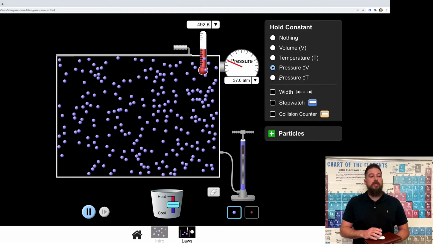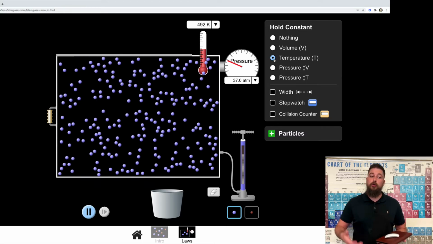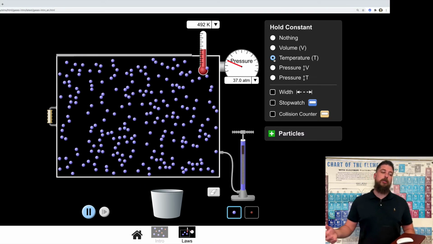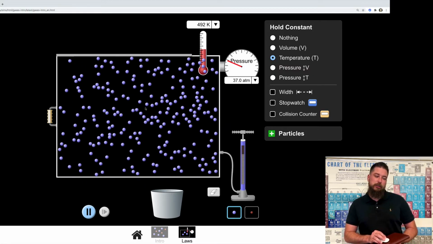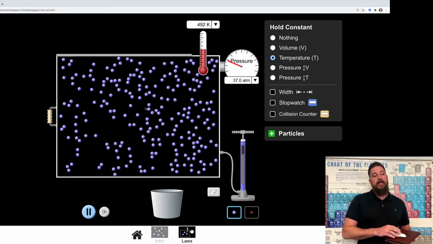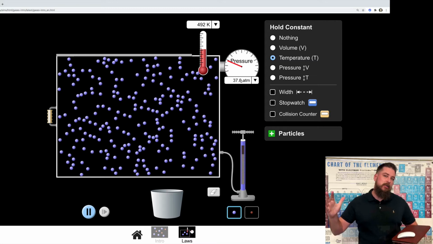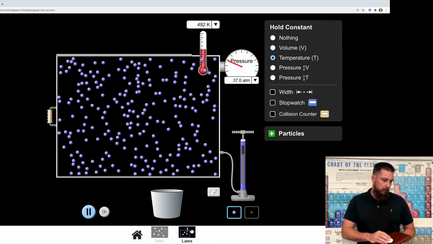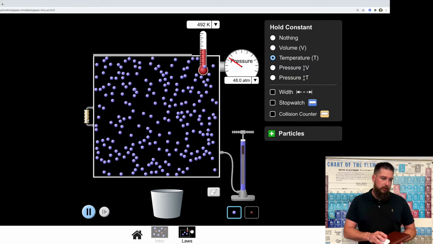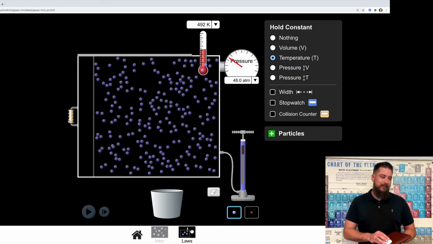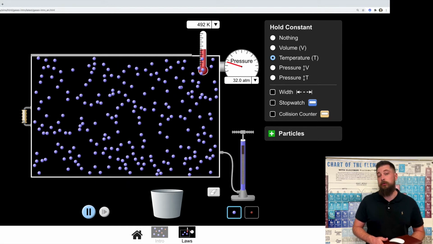Now the last relationship is volume and pressure. So we're going to hold temperature constant, and what we're going to do is change the volume. What I'm going to do is make this container smaller, and what I want to ask you is what's going to happen to this pressure? Is this pressure going to go up or down if I make the container smaller? Well, we make it smaller. Look at the pressure. It goes up. If we make the container larger, so if we increase the size of the container, the pressure goes down.